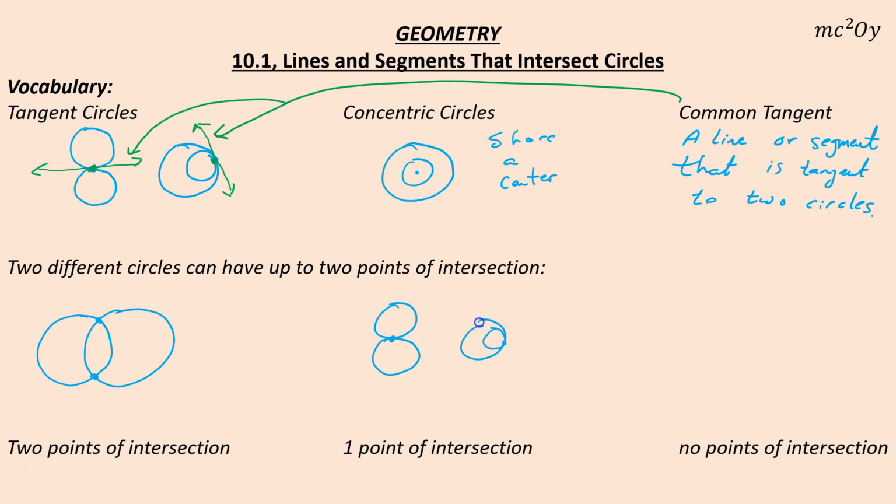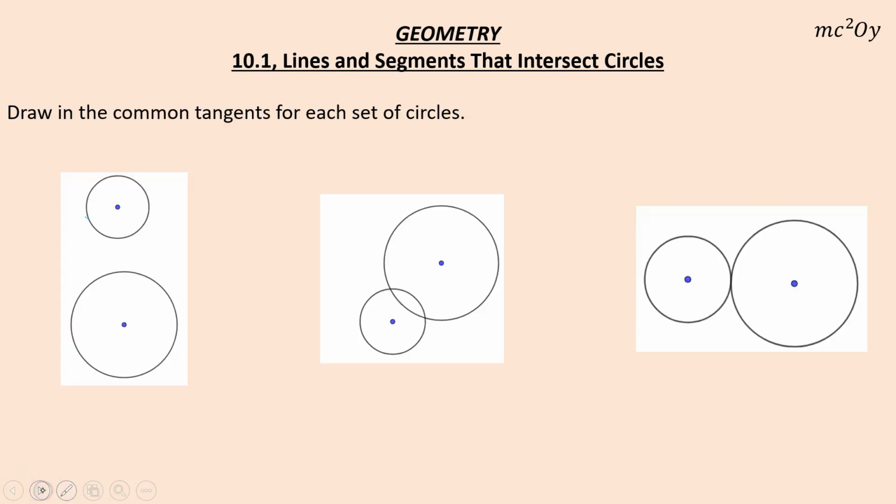All right, once again, I did not close that circle off too terribly well, but there we go. No points of intersection. I guess you could just have 2 different circles, or you could have concentric circles, right? They share a center point. Okay, we're going to go ahead and move on here.